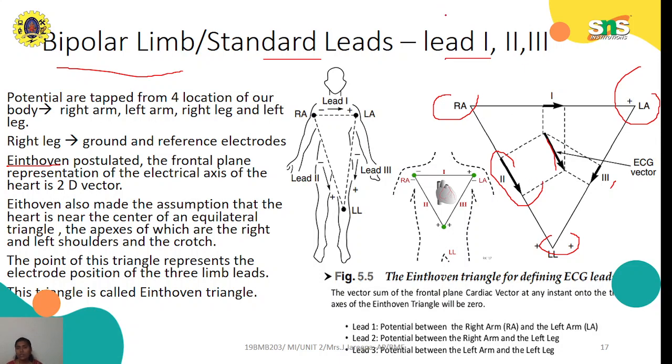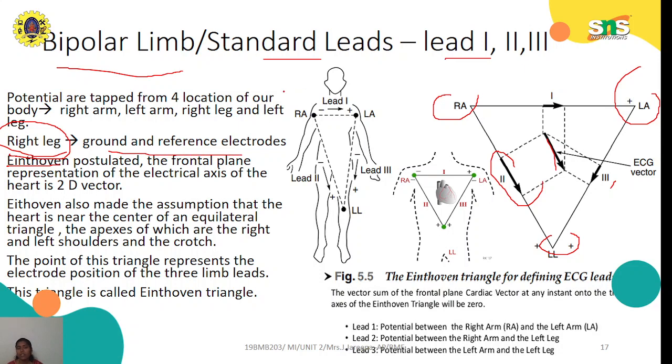Now we are coming to the lead configuration. So as I said before, you have three types of lead, right? Lead 1, lead 2 and lead 3. Okay, so these three types of lead, we are going to place on the limbs: right arm, left arm, right leg and left leg. So as far as these standard leads are concerned, in this ECG lead configuration, always the right leg is going to act as a ground or reference electrode.